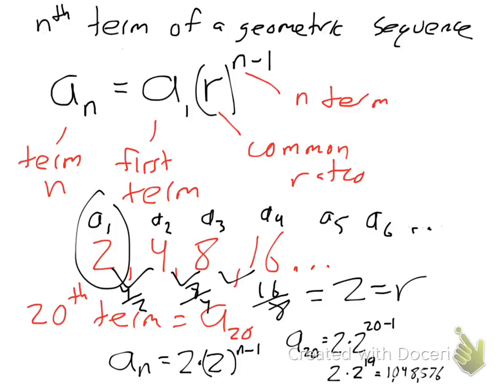So 1,048,576. That's a pretty large number. And all it was doing is multiplying by 2, not going up by 2's, but multiplying by 2. That's how you're going to find your ratios. That's how you're going to find your values.